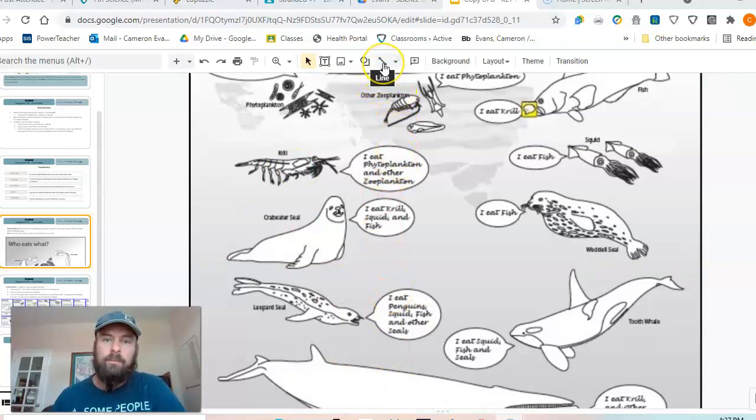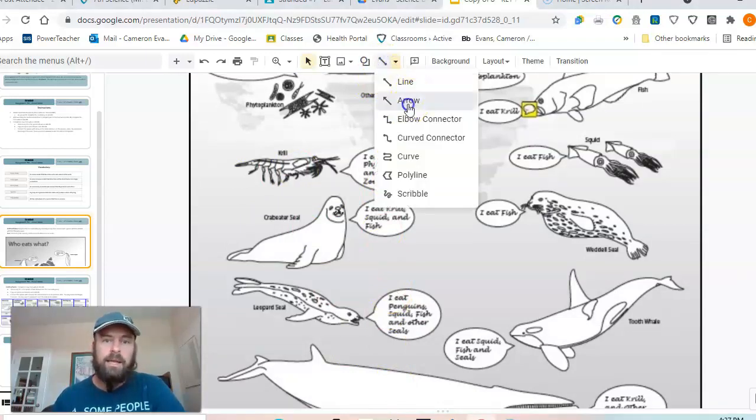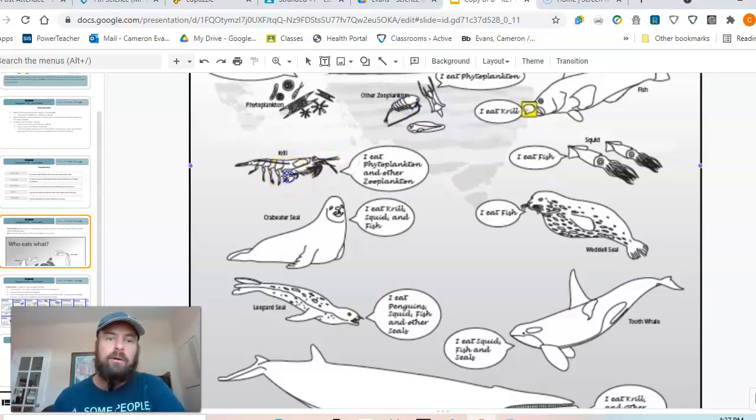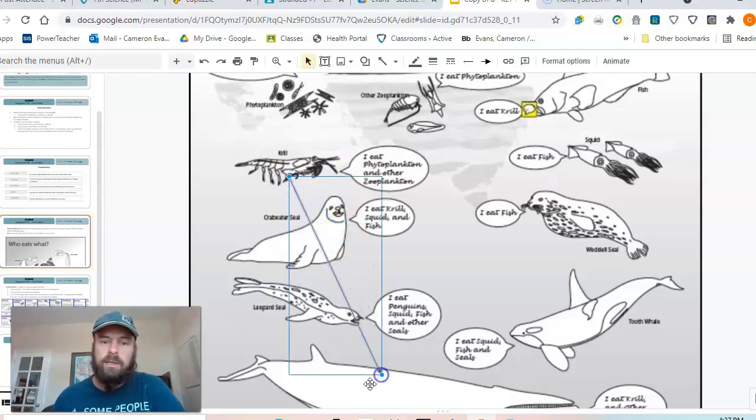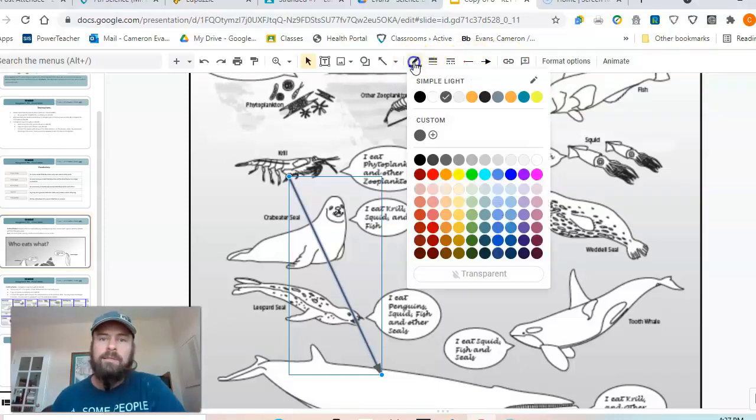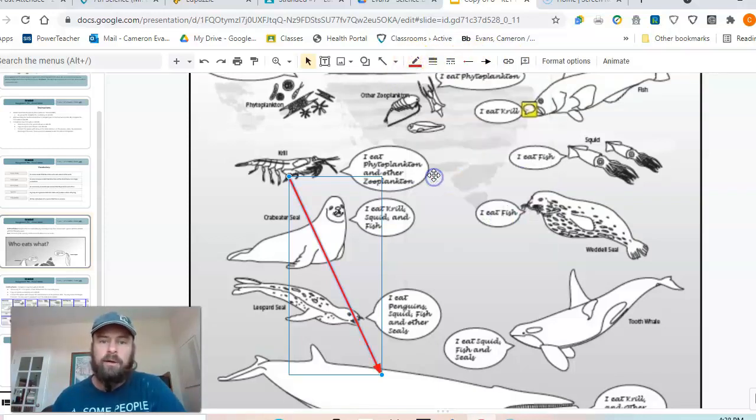So I'm going to go up here, and I'm going to click on line, just like we did before. I'm going to select an arrow, and since the arrow goes into the stomach, I'm going to start with the krill. I'm going to point it into the stomach of the baleen whale. I'm going to make my arrow a little thicker, and if you want to, you can also make it a different color to make it a little easier to see. So I'm going to make this one red for our examples.